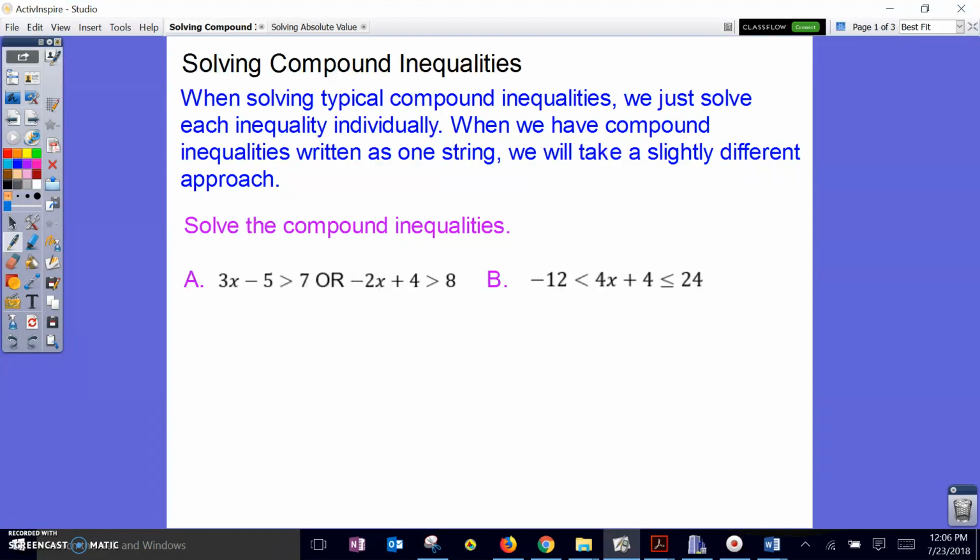When we have compound inequalities that are written as one string, like in example B, we're going to take a slightly different approach, but still a fairly simple one. All right, let's look at example A.